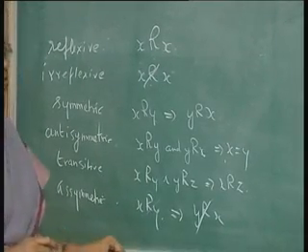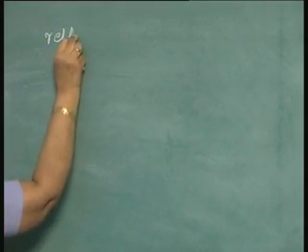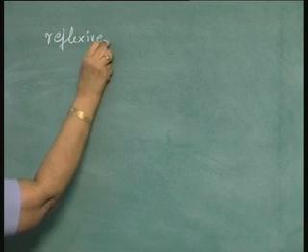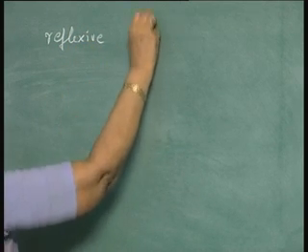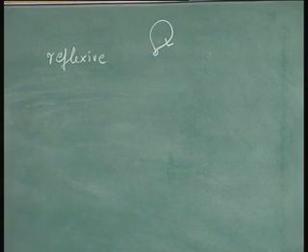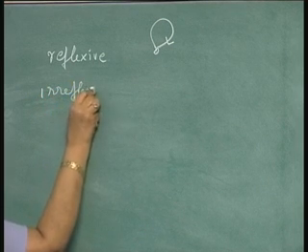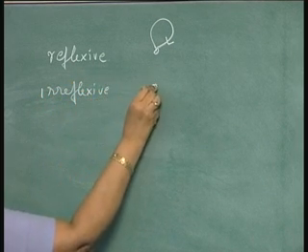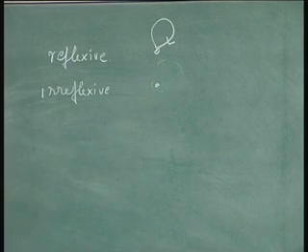In the case of graphs, reflexive means, when you represent a binary relation as a directed graph, there will be a self loop on every node. Irreflexive means there will not be a self loop on any node. No node should contain a self loop.